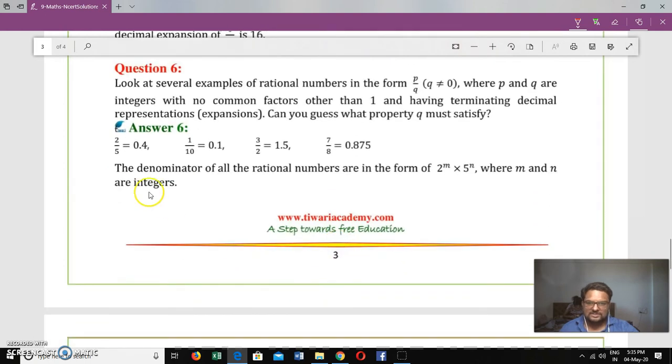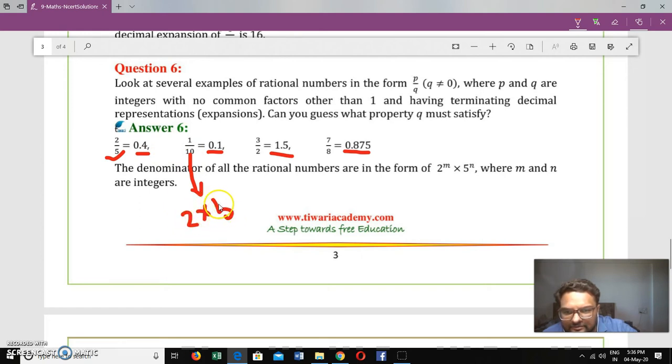Let's come to question number 7. Here these are rational numbers, and the decimal expansion of all these rational numbers is terminating. So what is the property of q in this question? What is the property of q that we have to show? Here we have 5, 10, 2, 8. So here the prime factor is 5. Here it is 2 into 5.